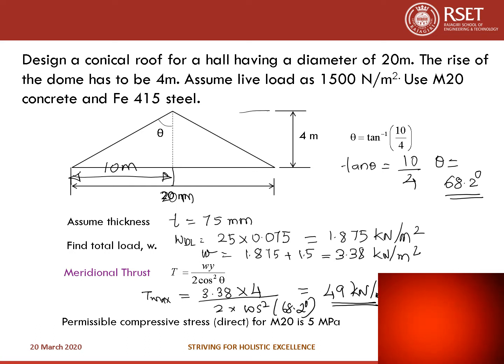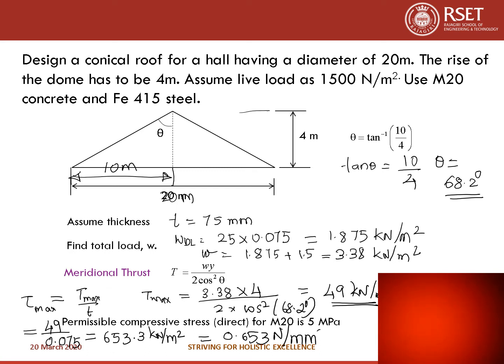Now we have to find the stress. So the stress will be the meridional stress. Okay, that will be T max divided by thickness. So that will be 49 divided by 0.075. That will be 653.3 kilonewton per meter square. Now you convert into Newton per mm square, you will get 0.653 Newton per mm square.